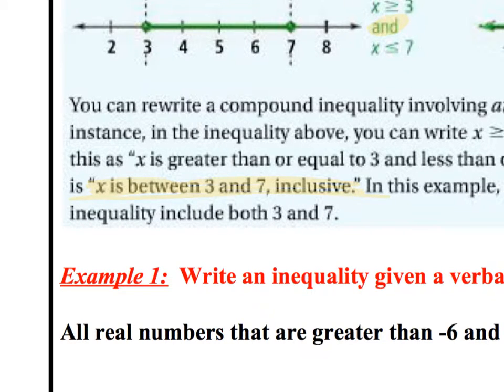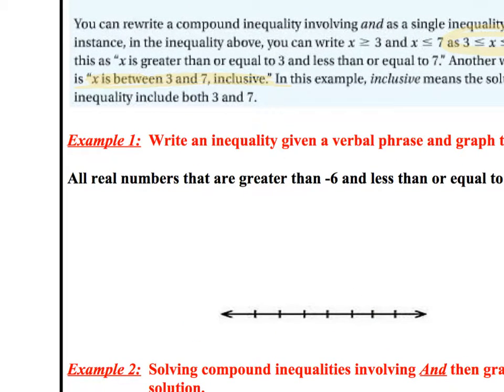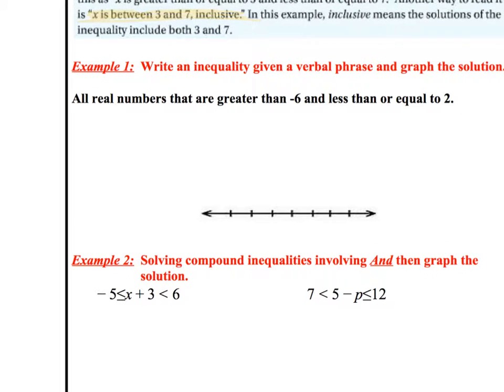Okay, so we solve the same way pretty much. We'll get to that in a second. Right now we're going to write. It says all real numbers that are greater than -6 and less than 2. When we see all real numbers, it's just talking about your x values. So instead of putting all real numbers, we're just going to put x. So numbers that are greater than -6 and less than or equal to 2.